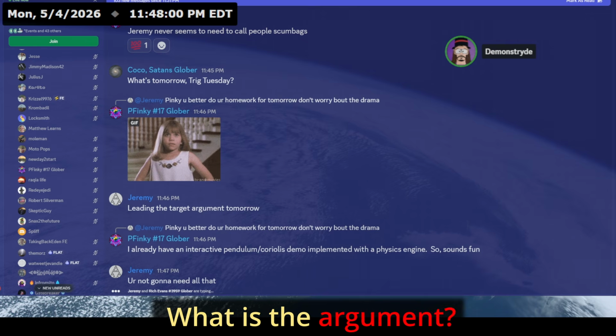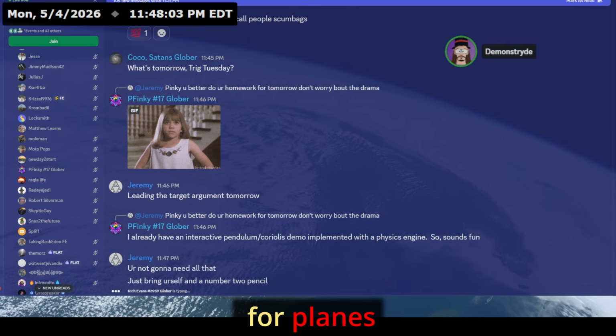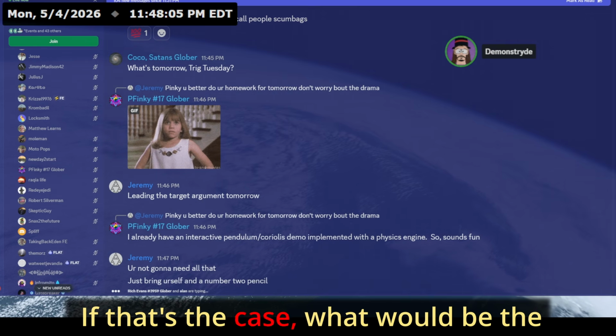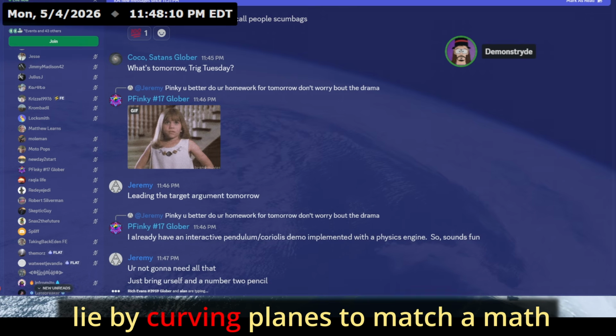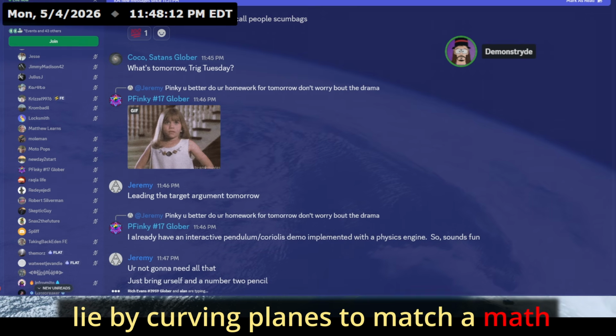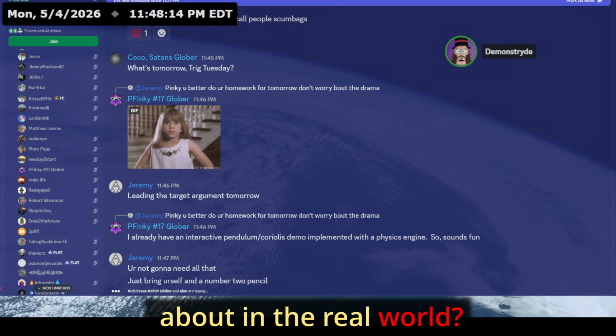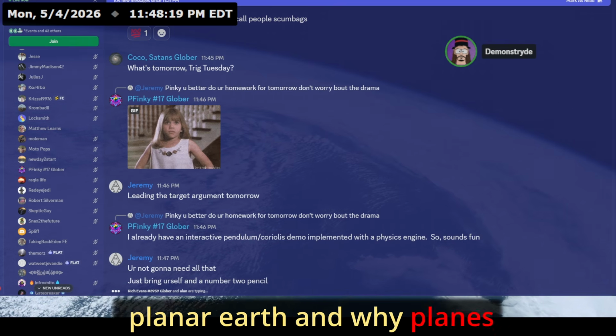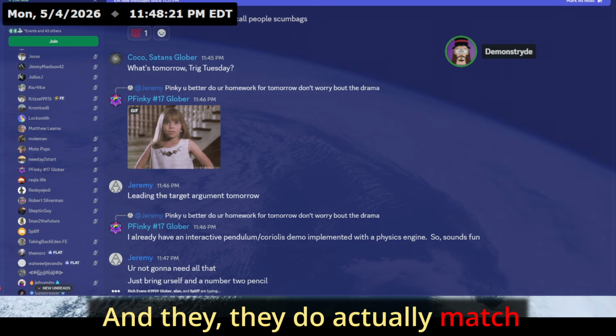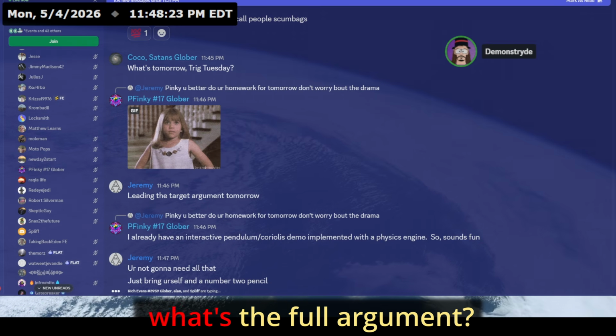Thank you. So what is the argument for planes curving then, if that's the case? What would be the argument? Is the argument that they can continue the globe lie by curving planes to match math that nobody cares about in the real world? Is that the actual argument that you're making for planar Earth, and why planes curve and do actually match distances, but they don't? What's the full argument?